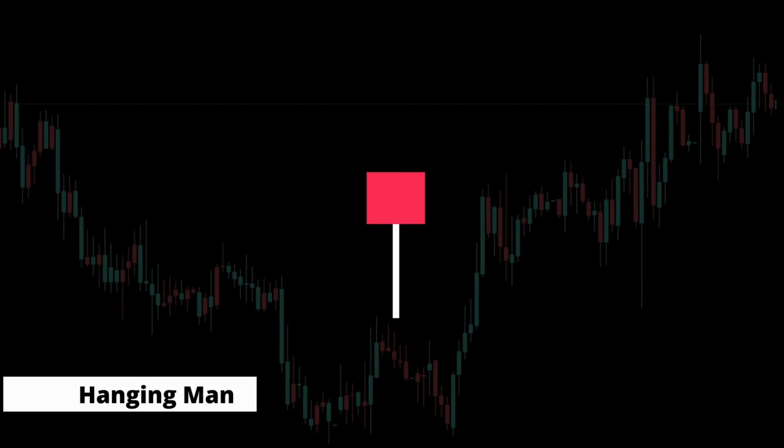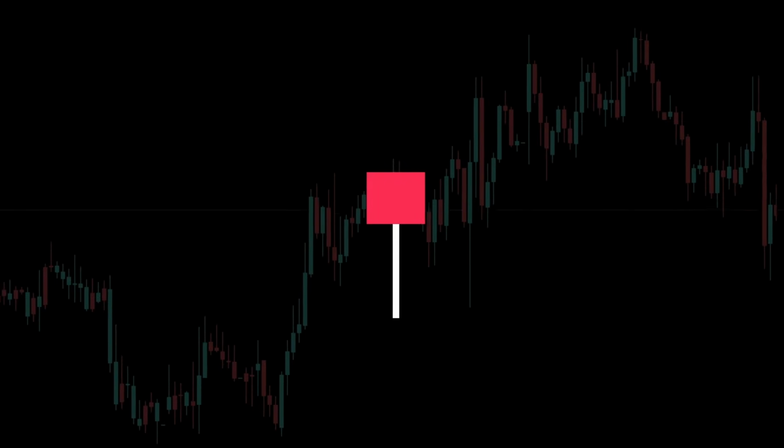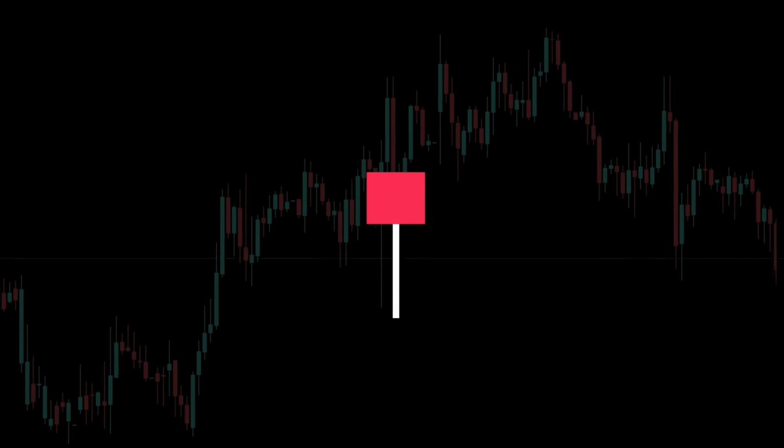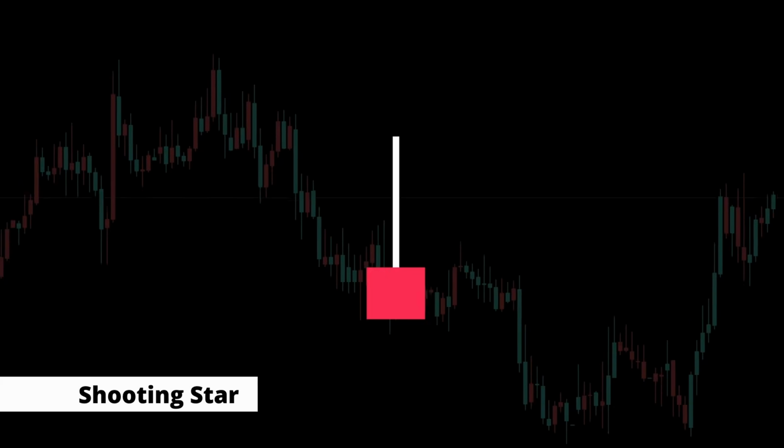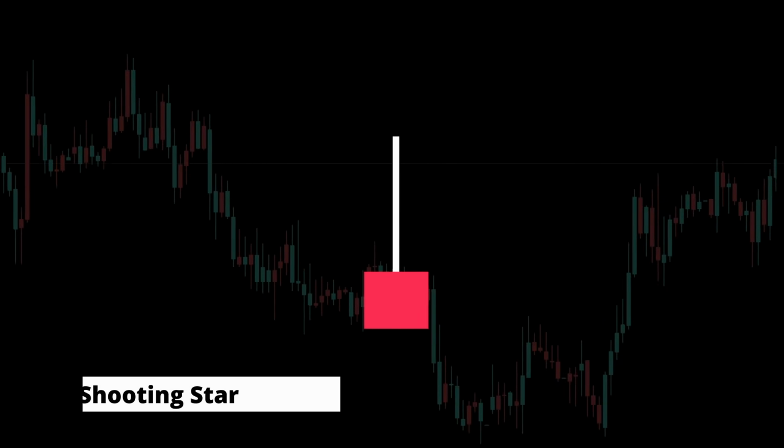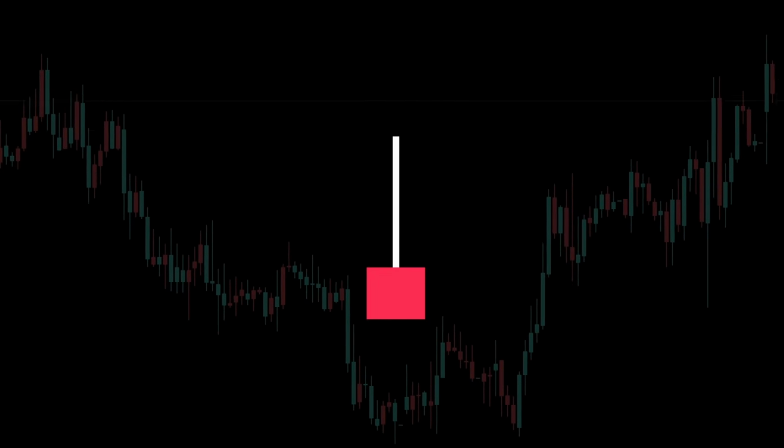And this is the hanging man. It's the same as the inverted hammer, but appears at the end of an uptrend. Buyers may be losing momentum, with significant selling pressure. The shooting star has a long upper shadow and a small body at the bottom. The uptrend has reached its peak.